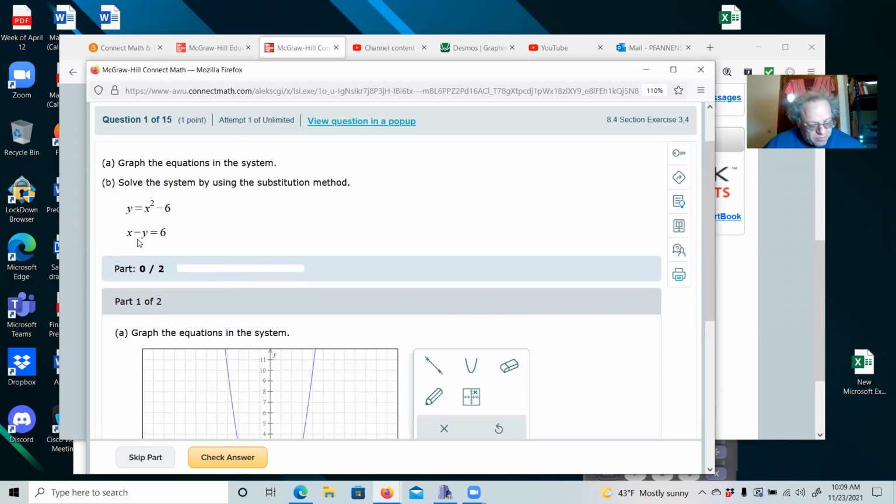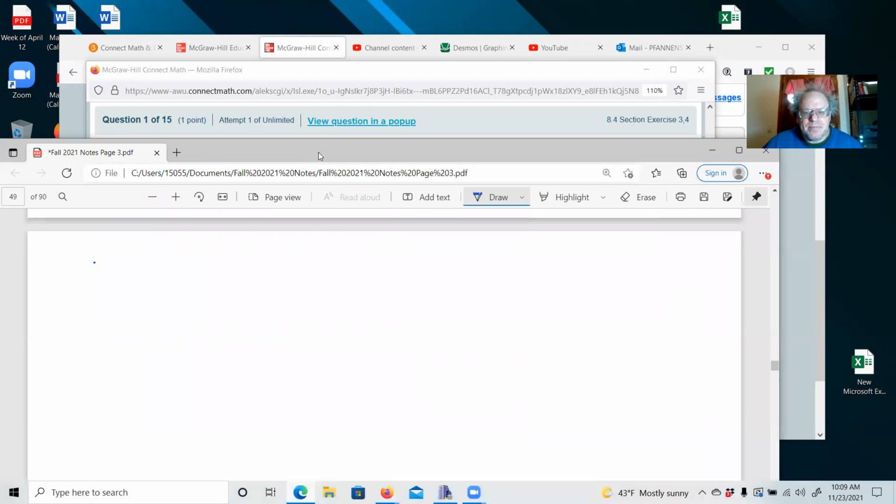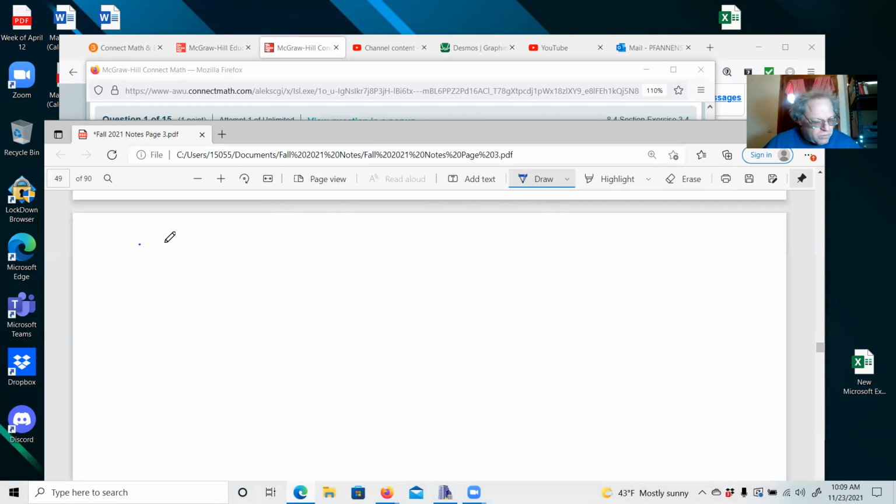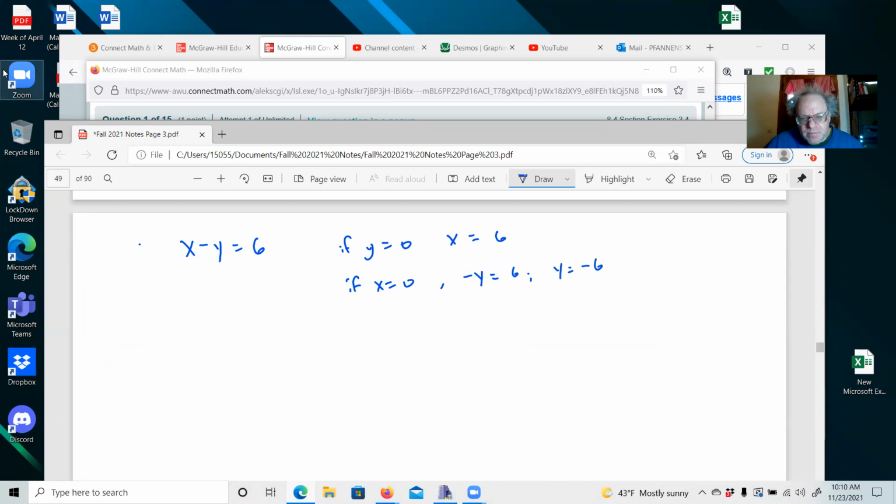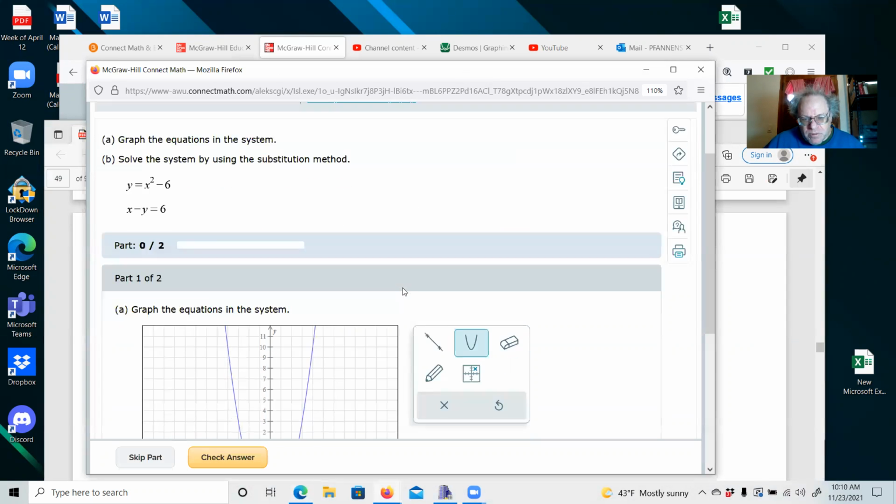And now we're going to take x minus y is equal to 6. Okay, so if we take, where's that? There it is. x minus y is equal to 6. So if y were equal to 0, okay, x would be 6. And if x were equal to 0, then negative y would be 6, or y would be negative 6. Okay. So let's go ahead and plot those points.